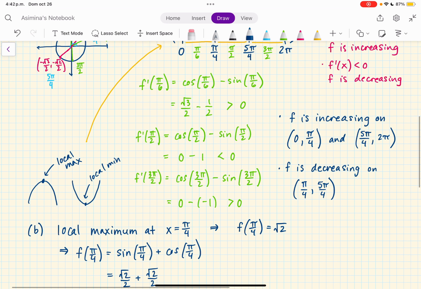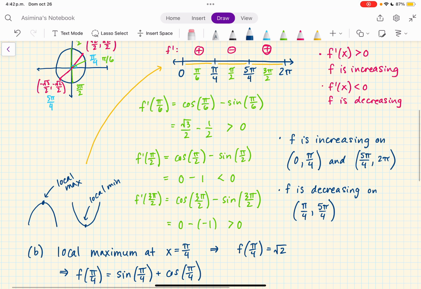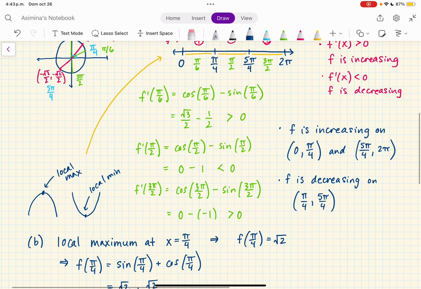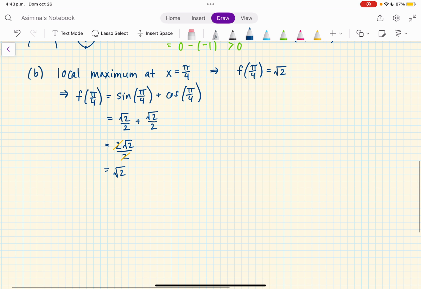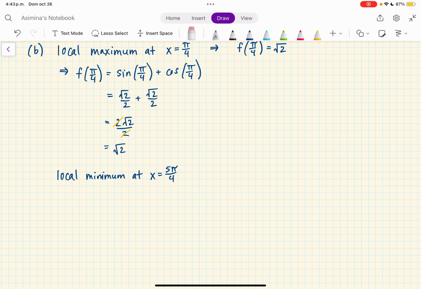Now going back to our number line, we see that the derivative goes from being negative to positive, and that change happens at the point 5 pi over 4. So that's going to be a local minimum. So we have a local minimum at x equals 5 pi over 4. Now again, I want to know what that point looks like, so I'm going to plug it into f.